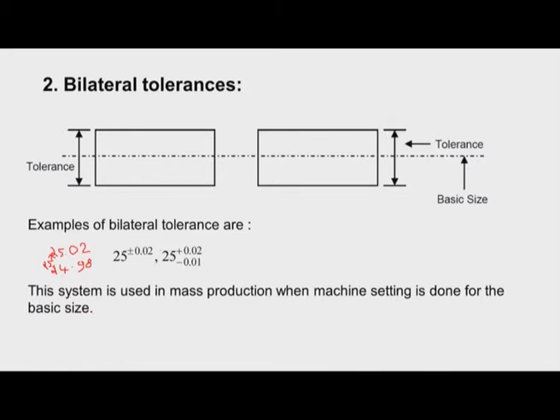Now, another example is 25 plus 0.02 mm and 25 minus 0.01 mm. So, 25 mm is the basic size and then on this side it can go up to 0.02 mm and on the negative side it can go up to 0.01 mm. So, this system is used in mass production when machine setting is done for the basic size.